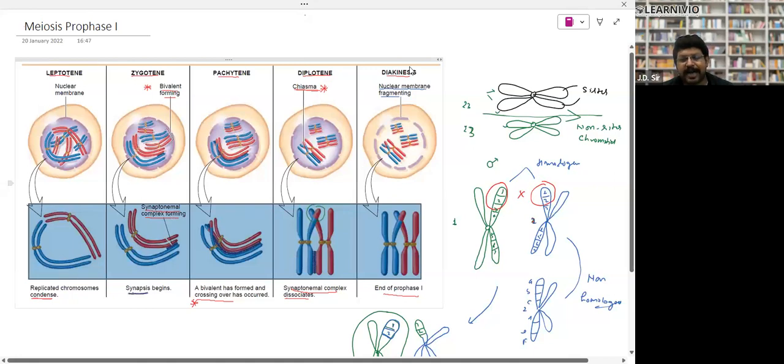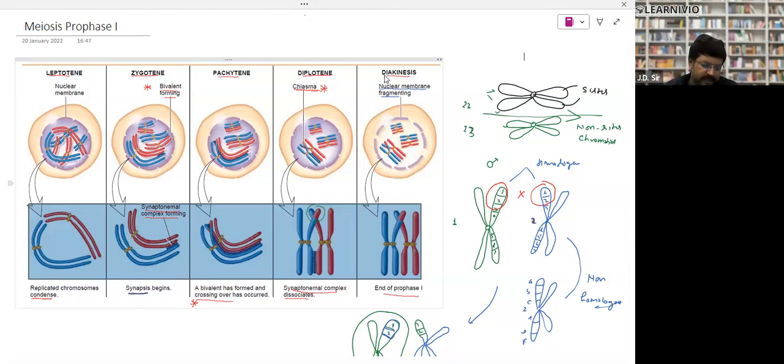And finally, in diakinesis, the nuclear membrane fragments and dissociates. The chromosomes which have exchanged their parts get separated, and this is called the end of prophase. So these are the stages of prophase: leptotene, zygotene, pachytene, diplotene, and diakinesis. Go through it and tell me. That's why I said meiosis is a lengthier and more complex process in comparison to mitosis.